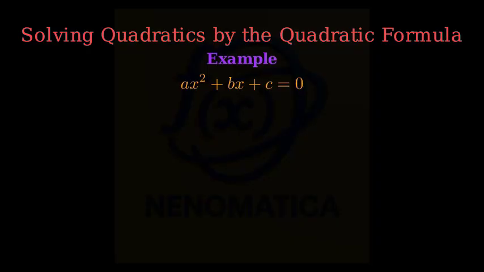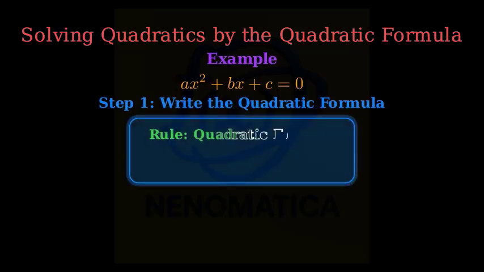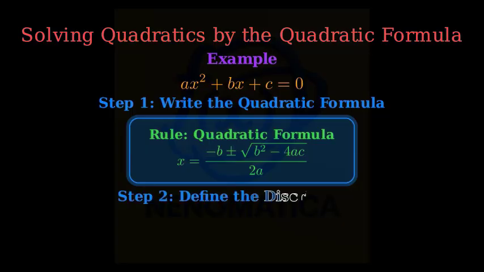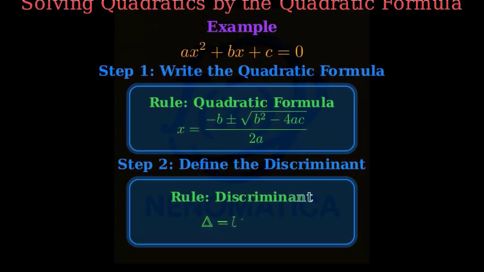Step 1. State the quadratic formula. The solutions are x equals negative b plus or minus the square root of b squared minus 4ac, all over 2a. Step 2. Define the discriminant. We let capital delta be equal to b squared minus 4ac.